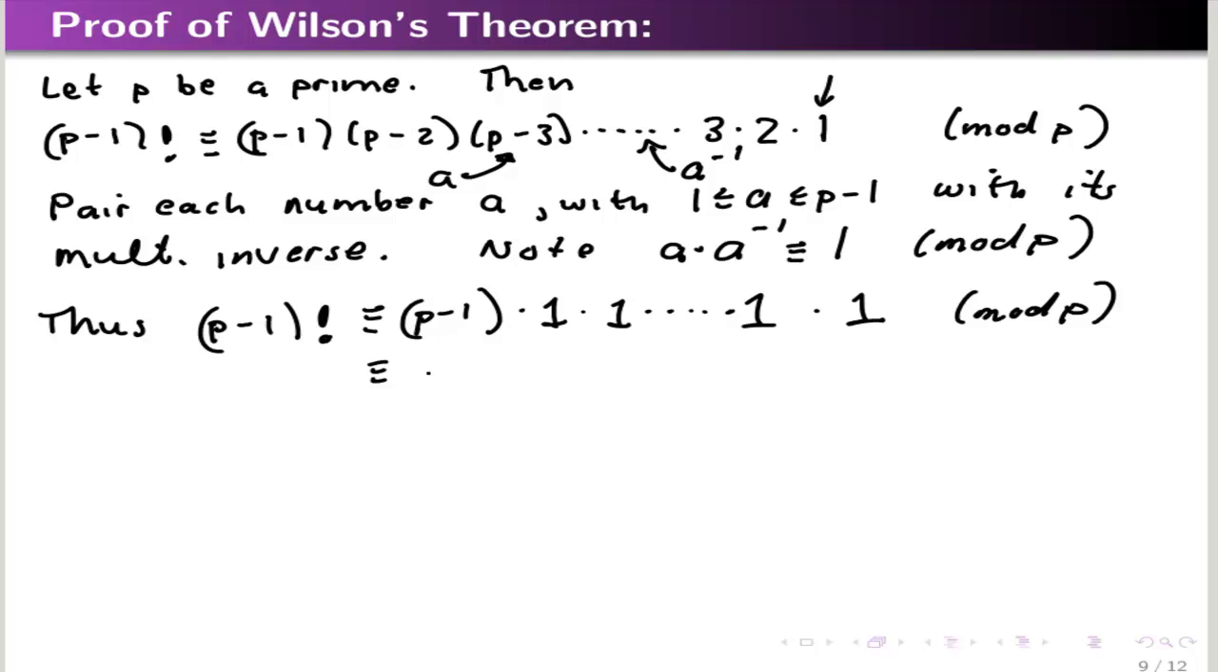And then p minus 1 is just congruent to negative 1. Okay.